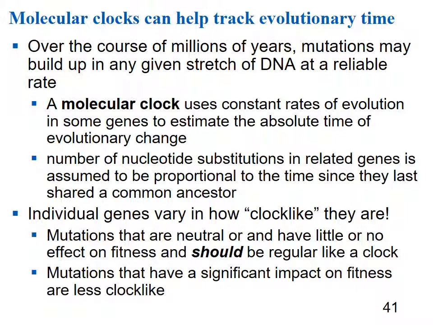However, there's some problems with this because some genes are not as clock-like as others. Mutations that are neutral or have little or no effect on the fitness or reproductive success of organisms should be regular and clock-like. However, mutations that have a significant impact on the fitness or reproductive success of an organism are going to be less clock-like, because if those organisms are not biologically fit, they're not reproducing, and so we wouldn't see that particular mutation in subsequent generations.